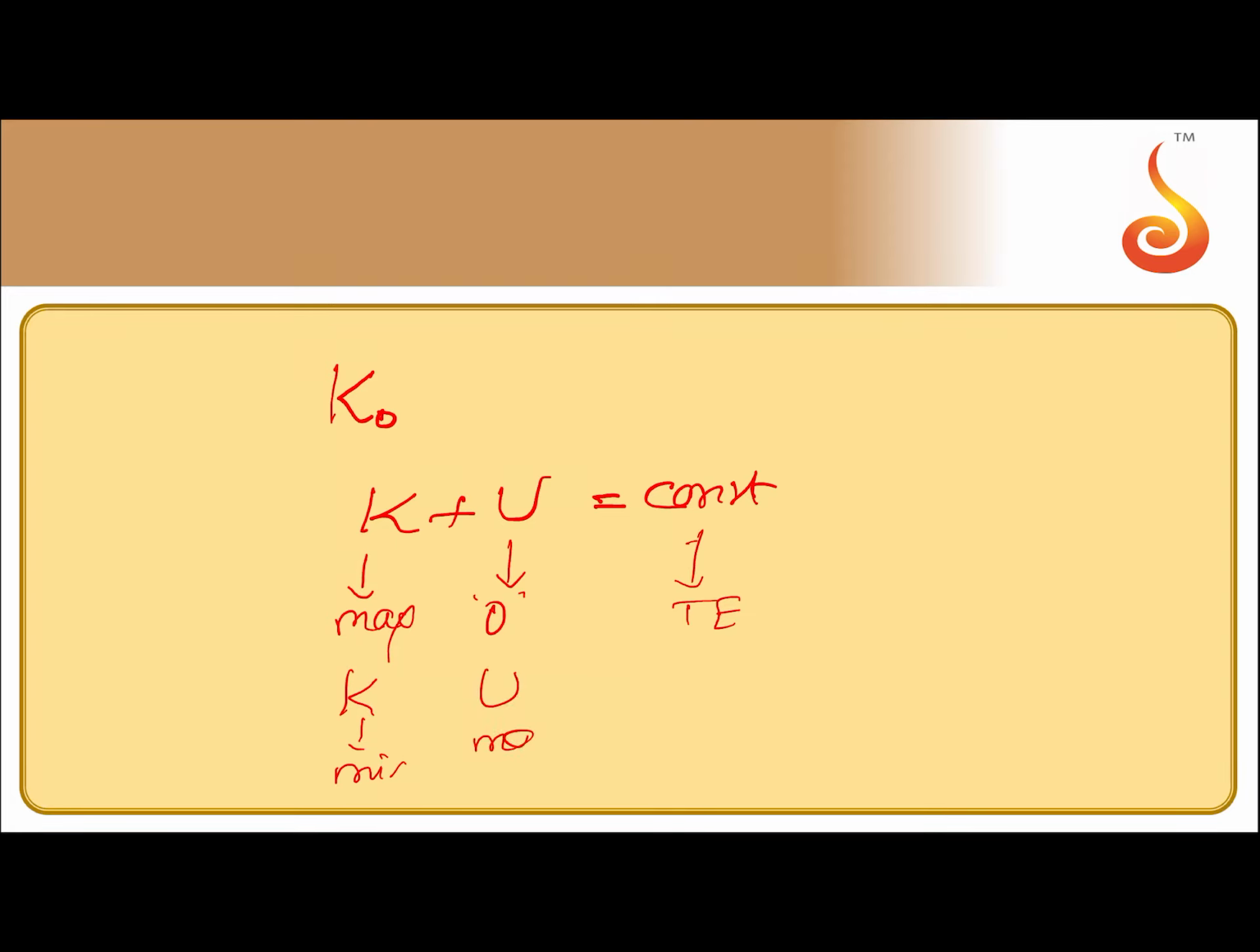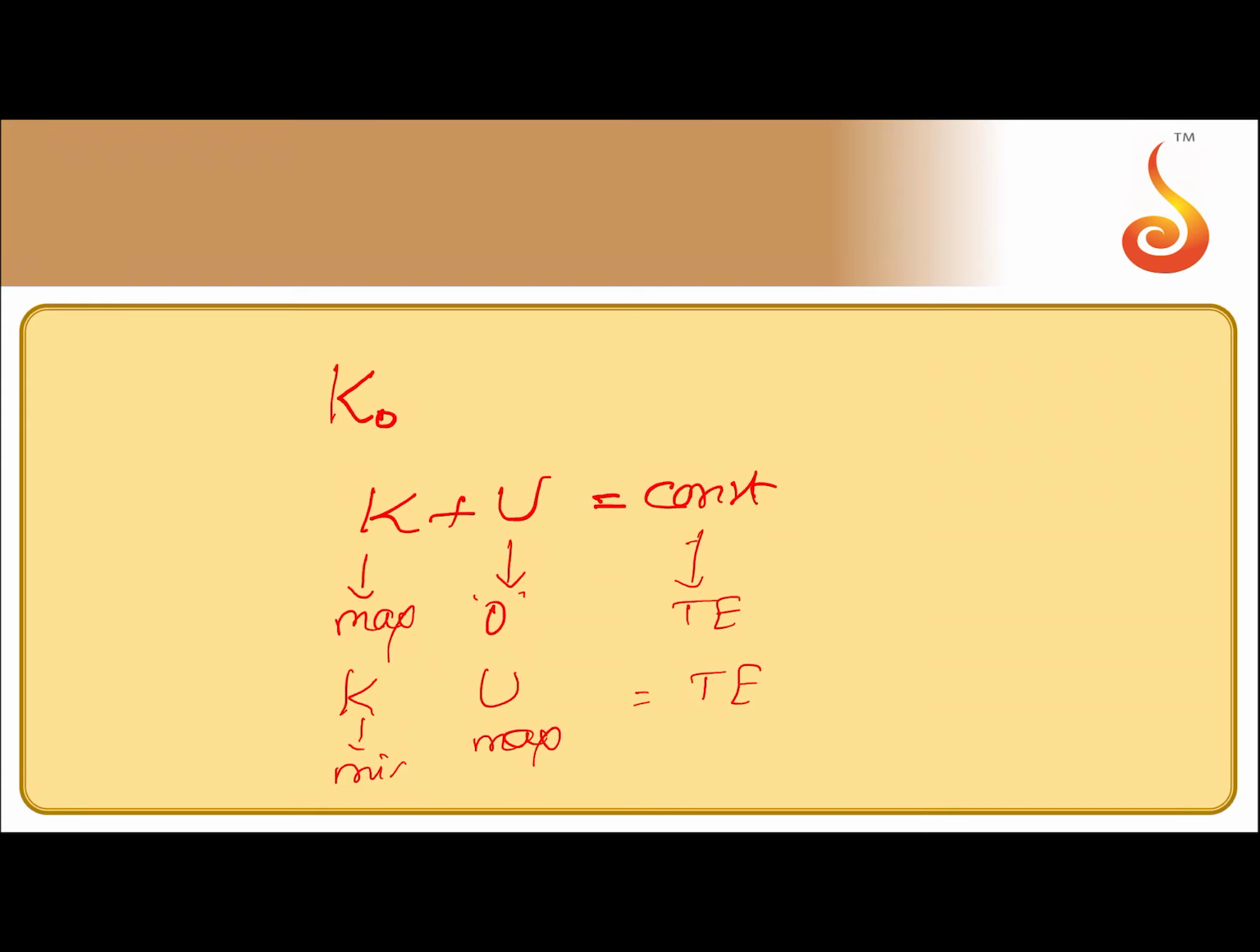Now you know that the total energy is constant. So we can say kinetic energy plus potential energy is constant. But when the kinetic energy becomes maximum, potential energy becomes minimum, generally 0, and that is equal to total energy. When the kinetic energy becomes minimum, the potential energy becomes maximum, and that's equal to total energy.